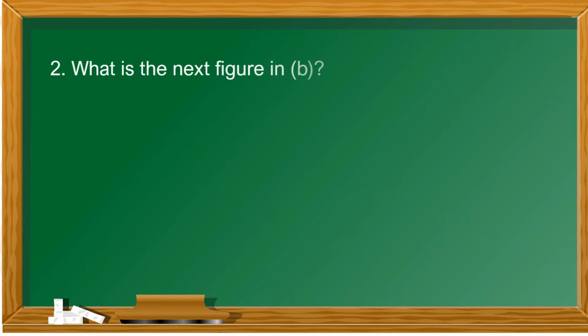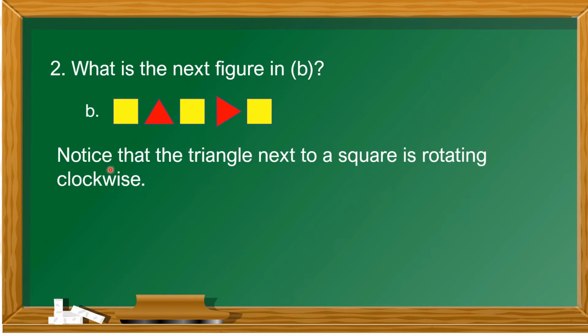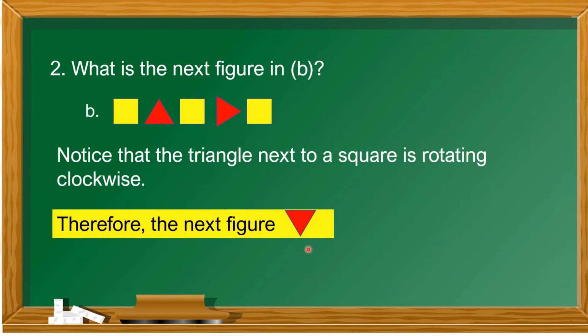In number 2, what is the next figure in letter B? The sequence in letter B is square, triangle, square, a triangle which rotates clockwise, and another square. So what do you think is the next figure? Notice that the triangle next to a square is rotating clockwise. So this is the square, and the next triangle rotates clockwise. Therefore, the next figure is a triangle that looks like this one.